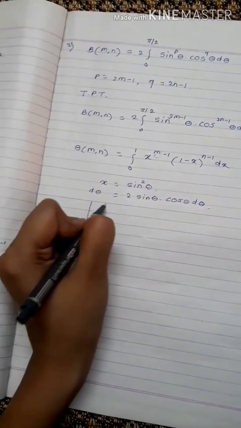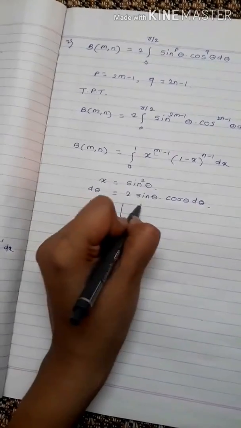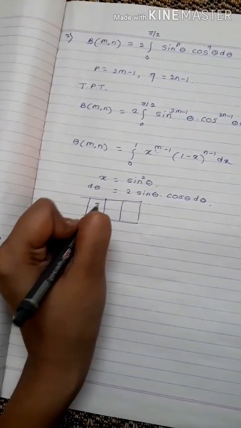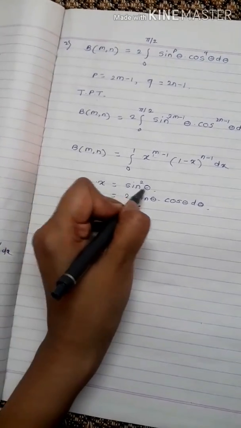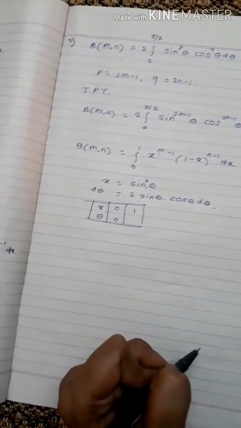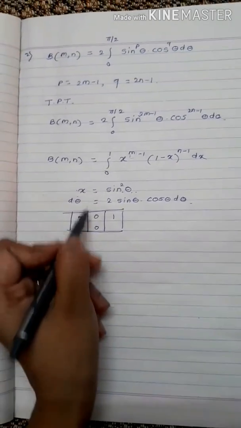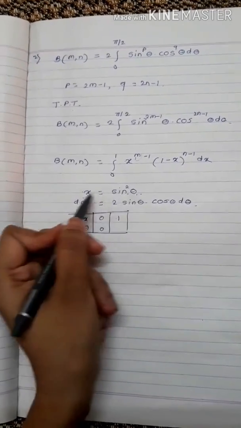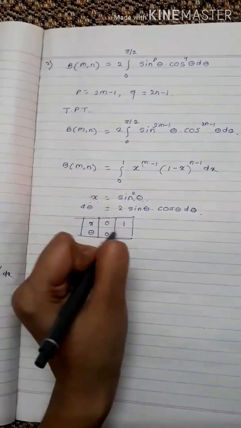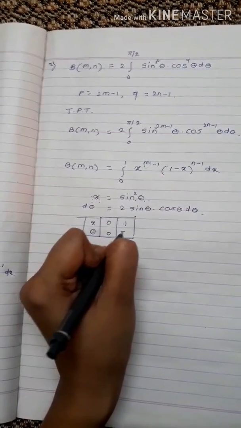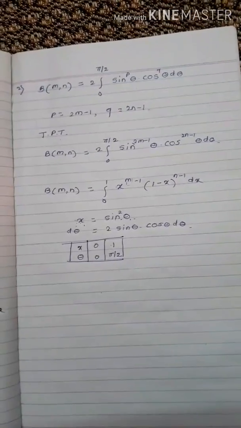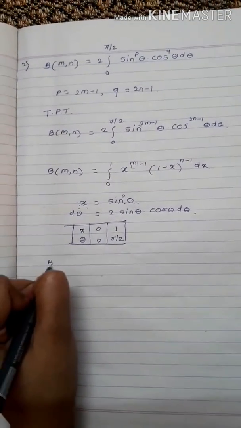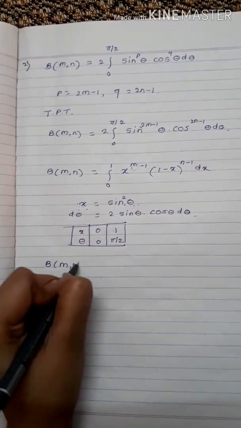Let's see what are the limits for x and theta when x is 0 and 1. When x is 0, sine square theta is 0, so clearly theta must be 0. When x is equal to 1, sine square theta is equal to 1, so in that case I need to have theta equal to pi by 2. So let's write down the changes in the beta function.